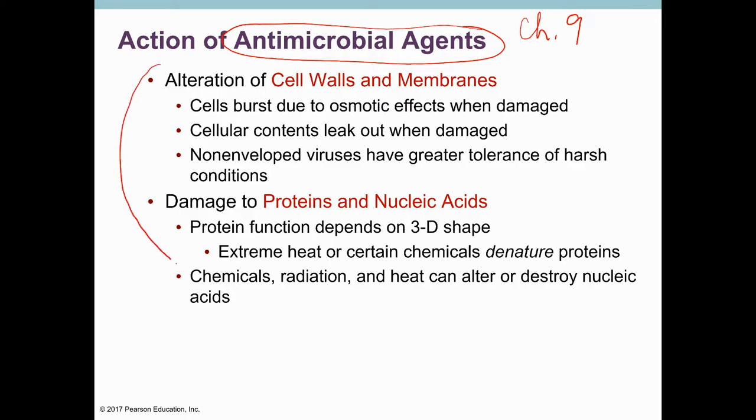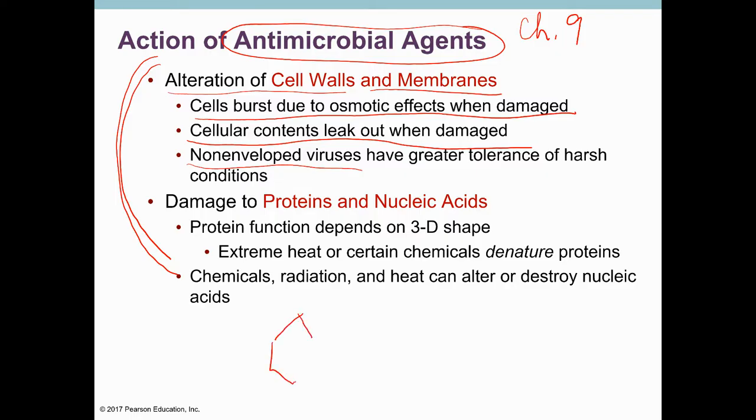All of the agents that we're going to discuss in this chapter fundamentally do one or more of these actions. So there are 4 fundamental actions, and different antimicrobial agents will target one or more of these. So there are agents that can destroy a cell wall, damage a cell wall and cause the cell to burst. There are agents that can affect a cell membrane, which means the cell loses its complete integrity when its membrane is compromised.